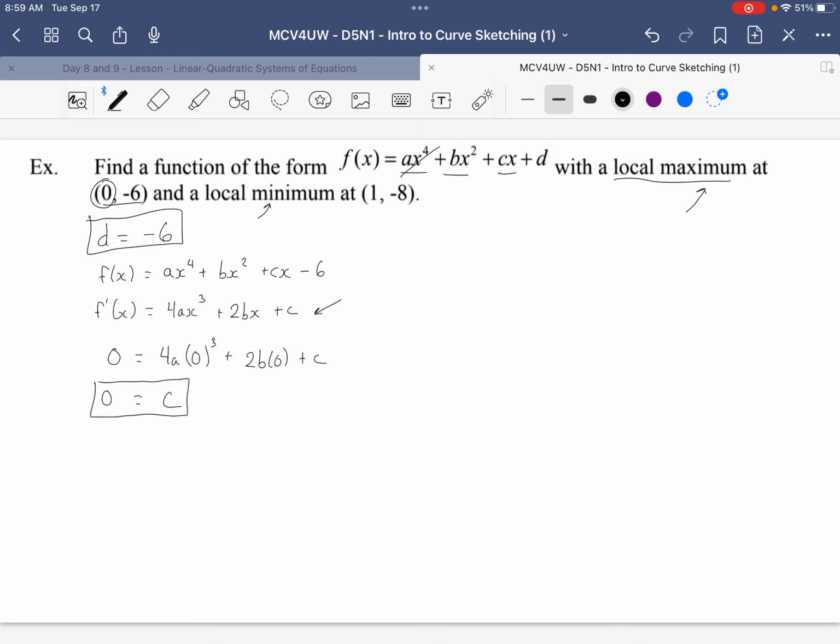What happens about 1, -8 if I plug that point into my derivative function? What if I go 0 equals 4a, now plug in 1, then 2b times 1. And now c is just 0, so I can just write plus 0. Well, that's going to be 0 equals 4a plus 2b. Okay, that's one equation.